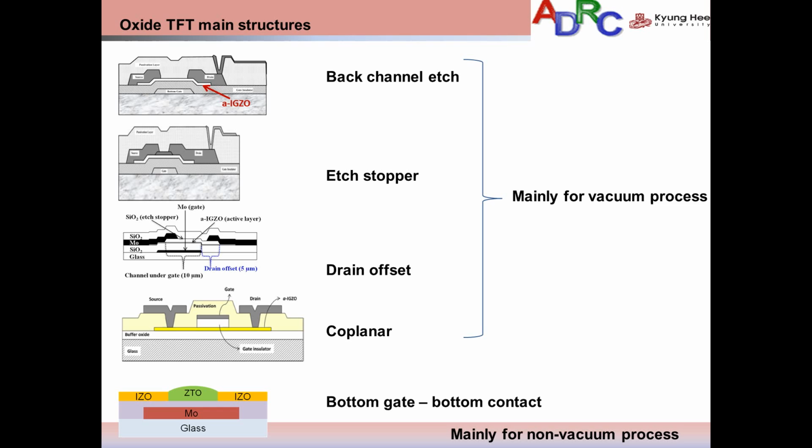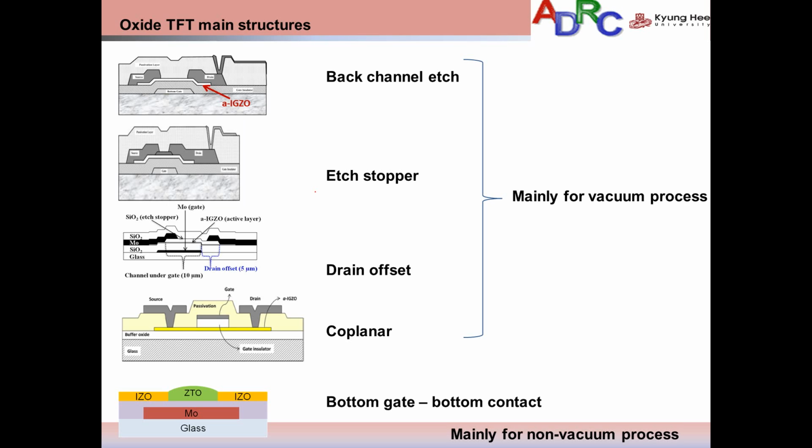Yet in these processes you can do many TFT structures. So examples of structures such as back channel etch and bottom gate structure have been introduced. So the gate is deposited, and then the gate insulator, and then the IGZO, then the source and drain, and finally the passivation layer.